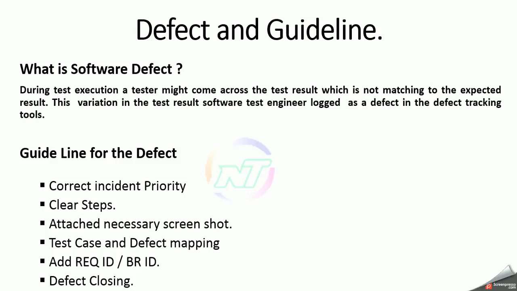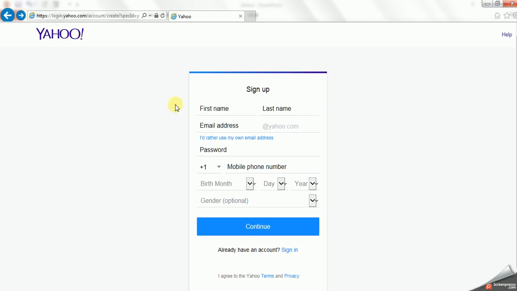So simple. Here is an example I can show. For example, this is the Yahoo sign-up page. There is a rule: if the user attempts to click the continue button without entering any information, it should display an error message, please fill up the form. But this is just what we are thinking the requirement is. Here I'm expecting one error message, but if I'm getting an error message in each field, that means it's a defect.